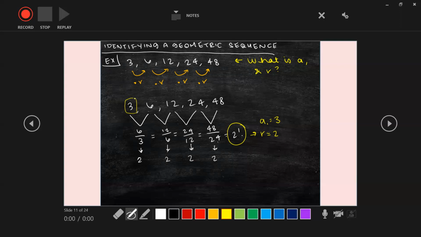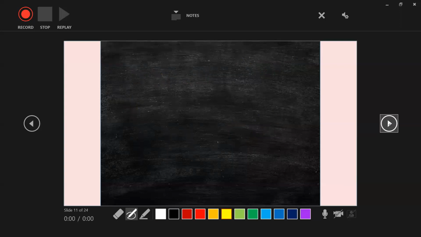So let's look at another example. Again, we are trying to find a sub 1 and r. And let's say that we've been given 3, 6, 9, 12, and 15. And we are looking for a sub 1 and r. On your own paper, I want you to do the little trees that we just did, and I want you to try and determine if those are equal or not. I'll give you a couple.